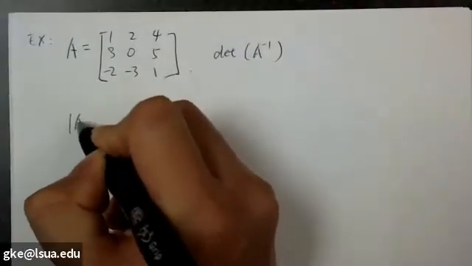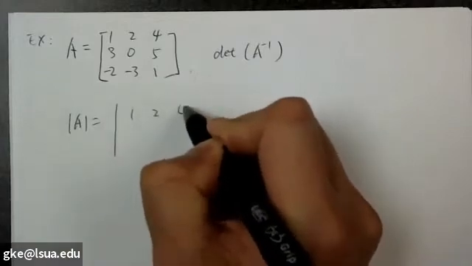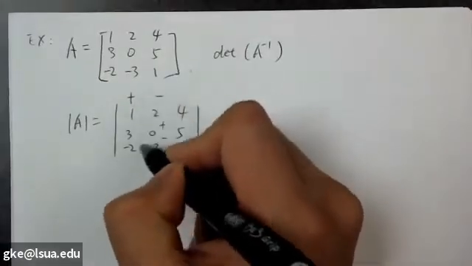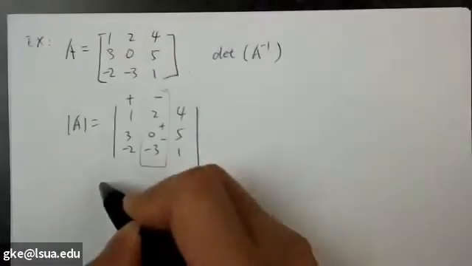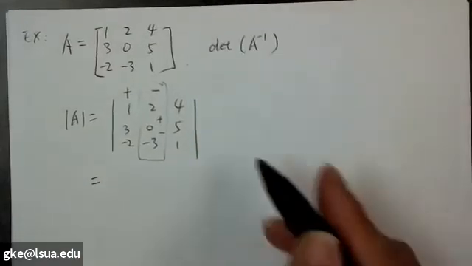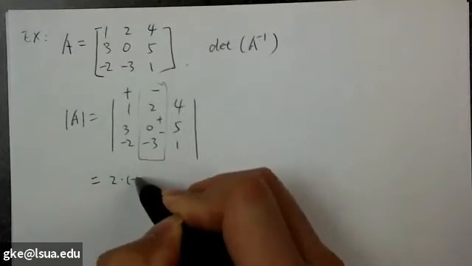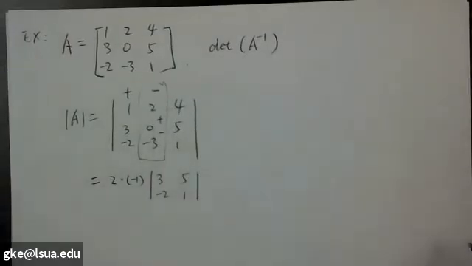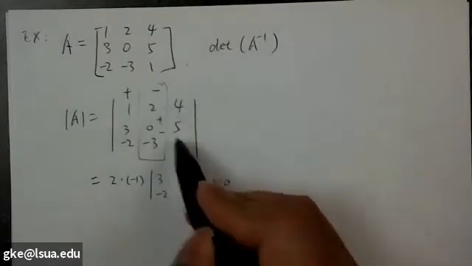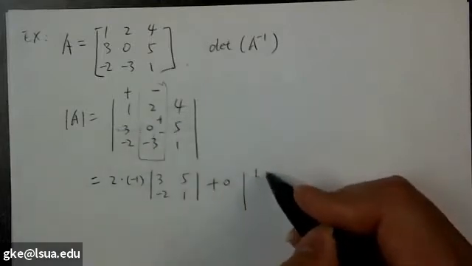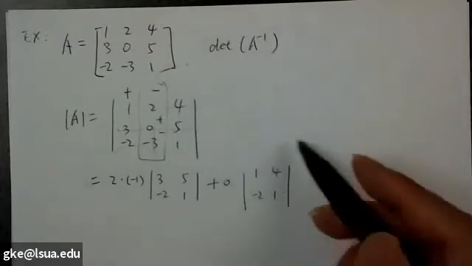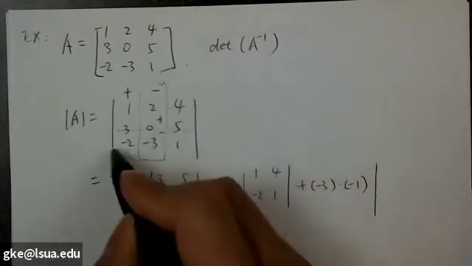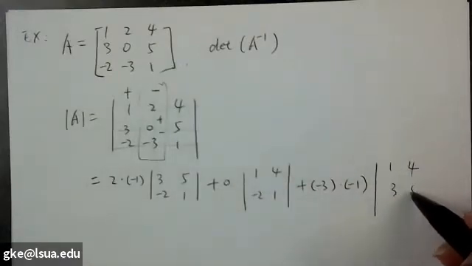So determinant of this guy. So positive, negative, positive, negative. So I will definitely want to try the second column. This guy gonna give you what? So the 2 is times negative, right? Cross out. With 3, 5, -2, 1. And the second one is 0, and the 0 times the positive, cross out. That is 1, 4, -1, -2, 1. -3 times -1. Okay. 1, 4, 3, 5.